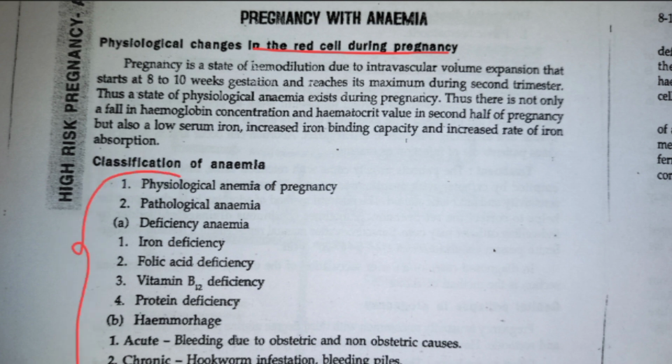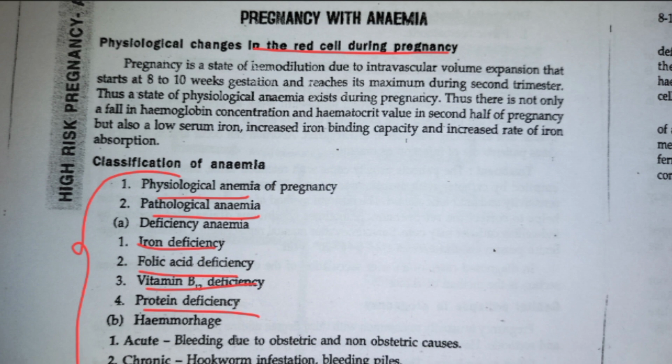It can be a normal physiological or pathological form of anemic condition, or else because of any deficiency this anemia can occur. Like if she has any iron deficiency, then it is iron deficiency anemia. Folate deficiency, vitamin B12 deficiency, protein deficiency. Because of any deficiencies, anemia can occur.